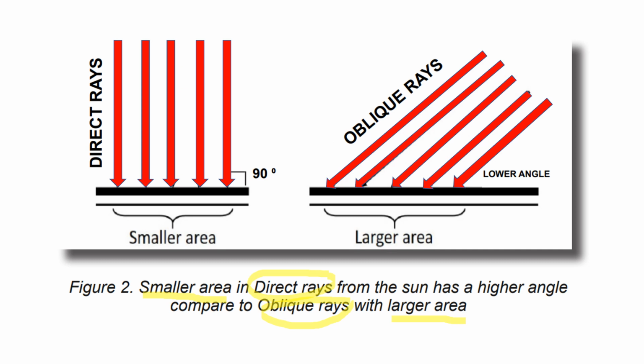So in this picture, this area will have a higher temperature because of the direct rays coming from the sun. Now, this area will have a lower temperature because of the oblique rays coming from the sun.